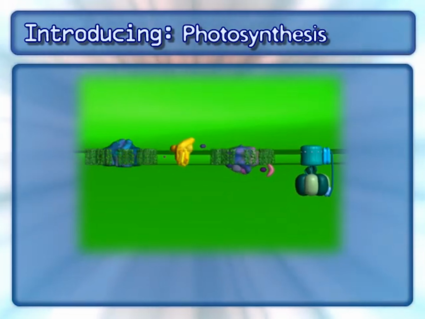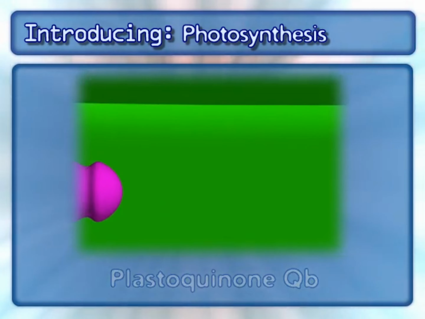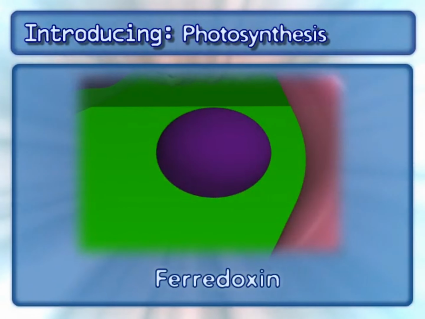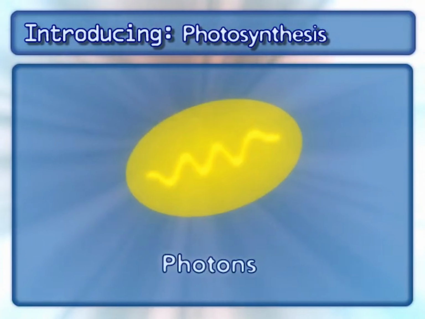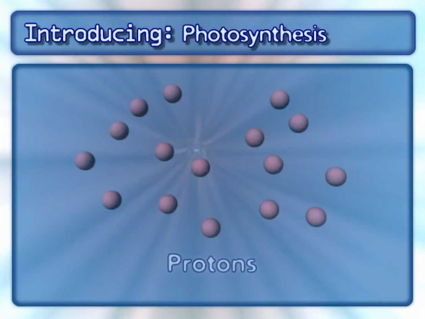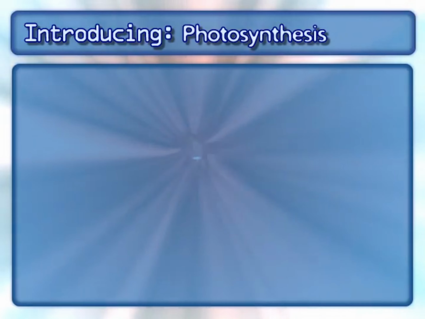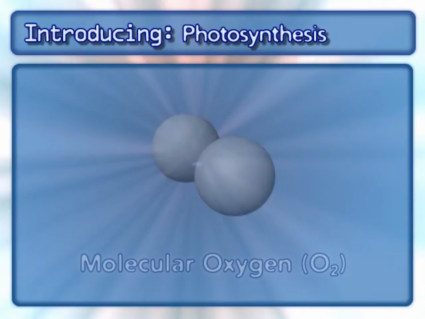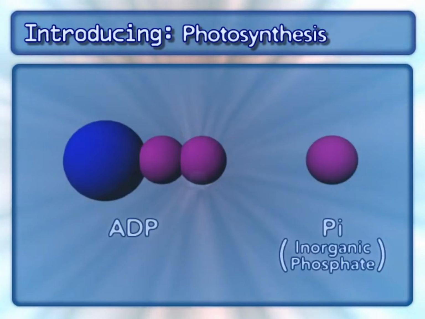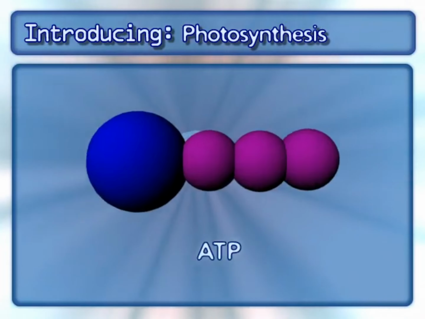In addition to the complexes, 3 mobile carriers are also involved: plastoquinone QB, plastocyanin, and ferredoxin. Other key components include photons, chlorophyll molecules, protons, water, molecular oxygen, NADP and the electrons to form NADPH, and ADP and Pi, which combine to form ATP.